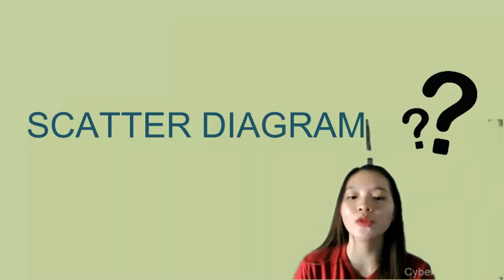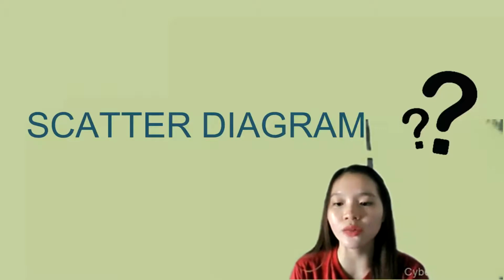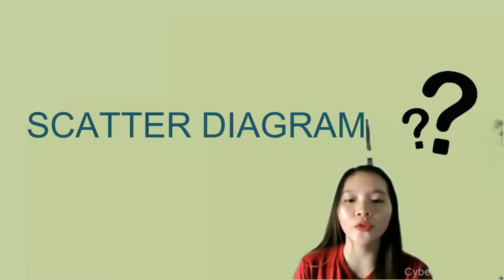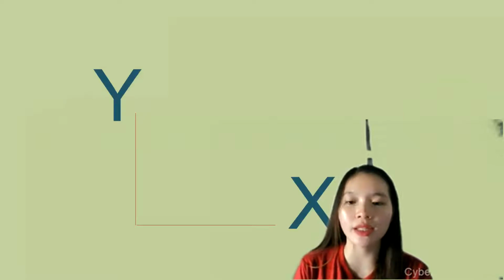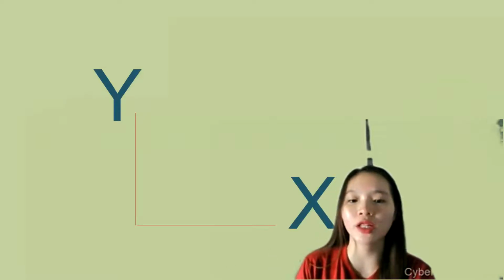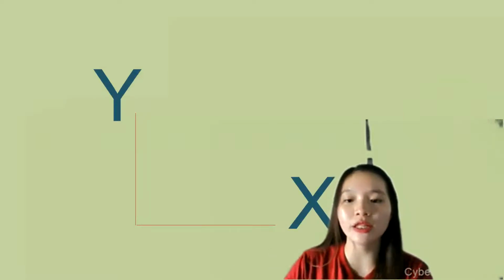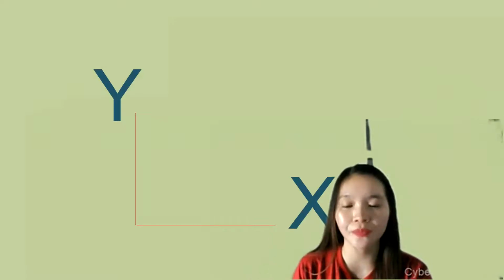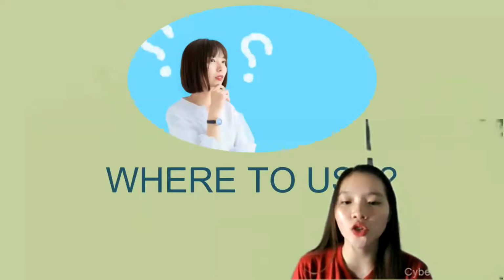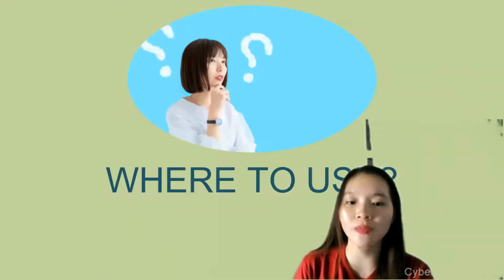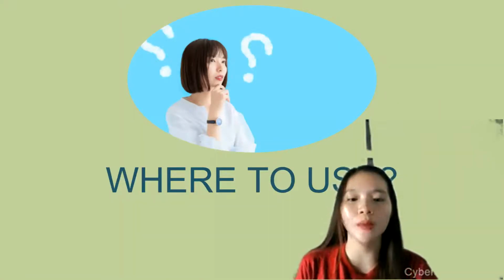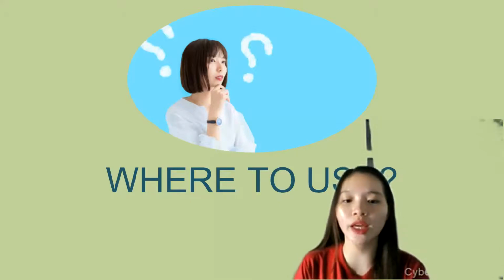Okay, then we come to scatter diagram. A scatter diagram is a tool for analyzing the relationship between 2 variables, which we call x and y, for determining how closely the 2 variables are related. And where to use this diagram? It works best when comparing large numbers of data points without regard to time.